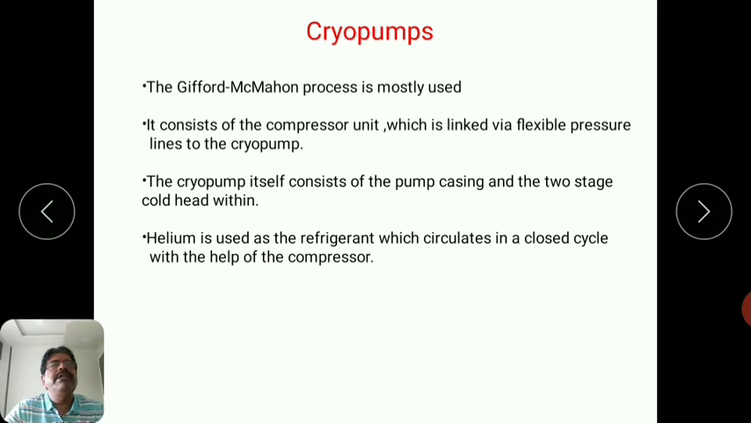This Gifford-McMahon process consists of a compressor unit in order to compress the helium, because you know that in a refrigerator also we have a compressor. This compressor is linked via flexible pressure lines to the cryopump. Now the actual cryopump itself consists of a pump casing and the two-stage cold head inside it. So the actual cold head has two stages. Later on we shall see the details with the help of the diagram. Helium is used as a refrigerant, which circulates in a closed cycle with the help of the compressor.